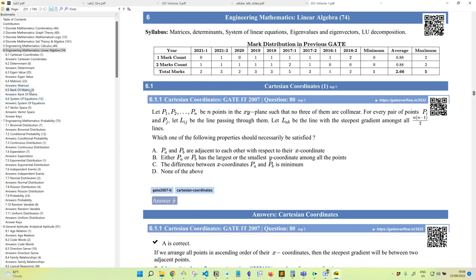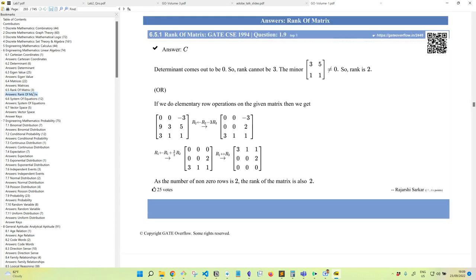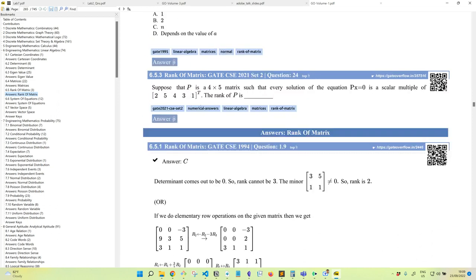Today we completed systems of linear equations, and we saw rank of matrices. Although not in a formal manner, I motivated rank from the RREF of an augmented matrix. Once you understand the concept, you need to look at the questions and solve them. Let's see this question: suppose P is a 4 cross 5 matrix such that every solution to Px equal to 0 is a scalar multiple of (2, 5, 4, 3, 1). Then the rank of P is what?